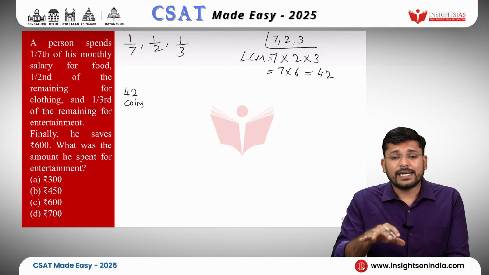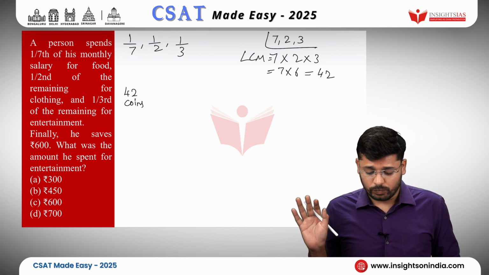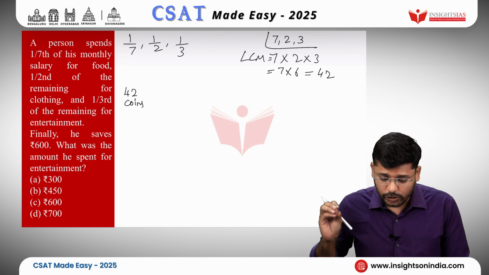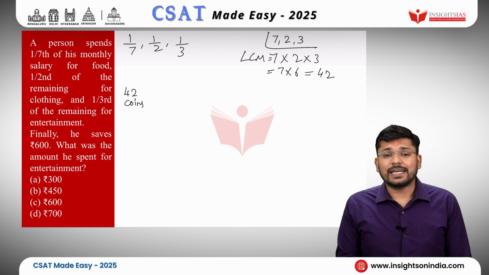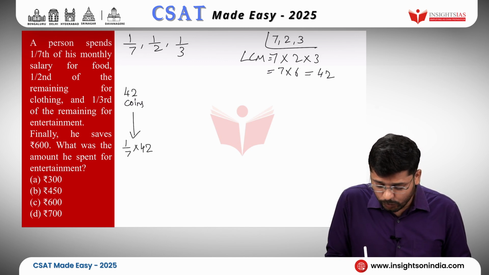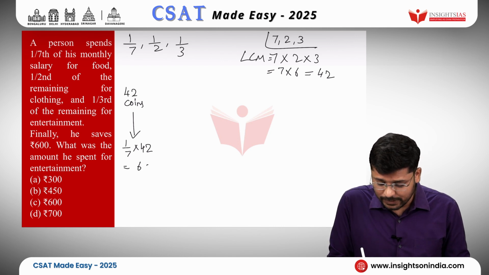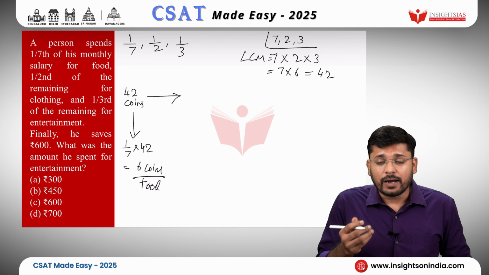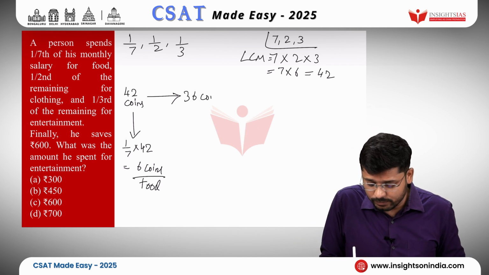We will discuss in detail about LCM when the topic comes exactly. Just know how to calculate LCM for now. Okay. His monthly salary is 42 coins. What does he first do? He spends 1/7 of his monthly salary for food. He spends 1/7 of his 42 coins for food. What is 42 divided by 7? That is 6 coins, right? So 6 coins he is spending on food. How much does he remain with? Out of 42 coins, if he spends 6 coins, he remains with 36 coins.